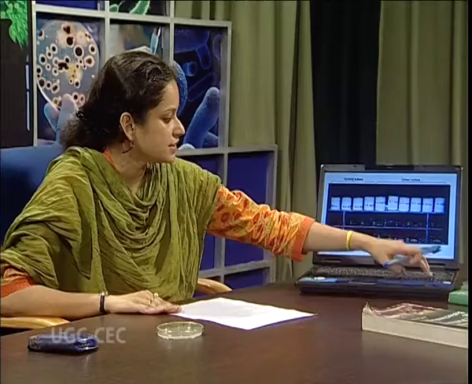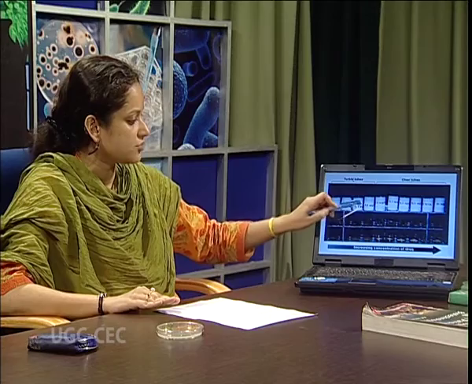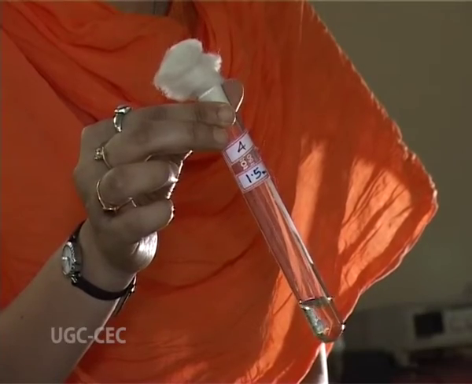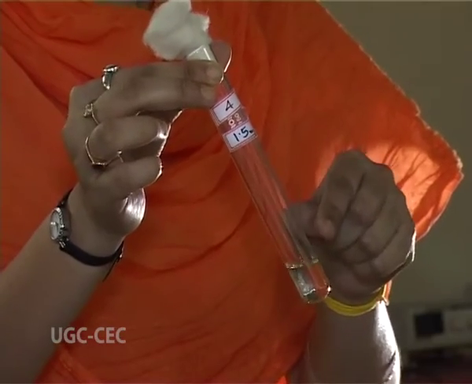Now similarly you have tetracycline. Again in this case you can see the concentration: the concentration of 1.5 is completely able to inhibit the growth of bacteria. So in this way the MIC is helpful in understanding the minimum concentration of your antibiotic which the bacteria is not able to resist, or the highest concentration of antibiotic which the bacteria can resist.